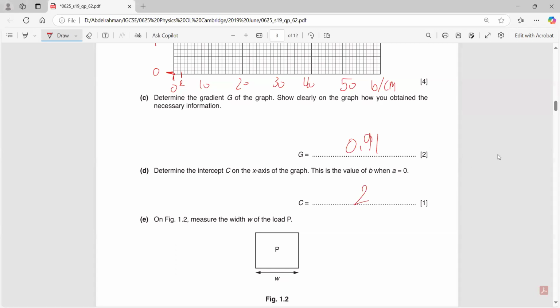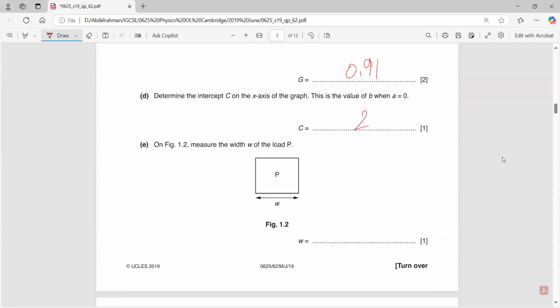Now, on figure 1.1, measure the width W of this load. Can I measure the width W? Yes, I can measure the width using the ruler. It would be around 2.5. Around 2.5.